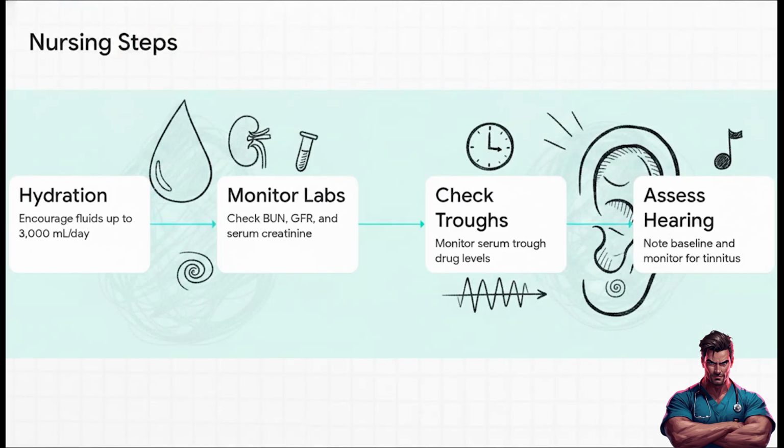To prevent these toxicities, your critical nursing interventions are non-negotiable. You have to aggressively hydrate the patient, pushing up to 3,000 mL a day if it's not contraindicated, just to protect and flush out those kidneys. You need to consistently monitor BUN, GFR, and serum creatinine. But the single most important intervention, meticulously monitoring serum trough drug levels. If that trough level gets too high, the drug isn't clearing the system, and your patient is on a fast track to permanent hearing loss. Note their baseline hearing and ask them daily if they're experiencing any ringing in their ears or dizziness.